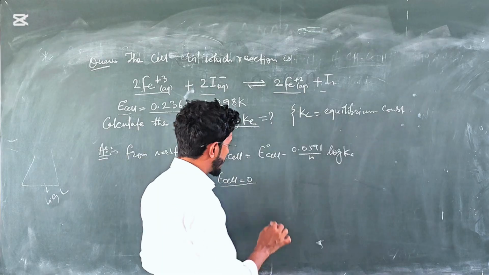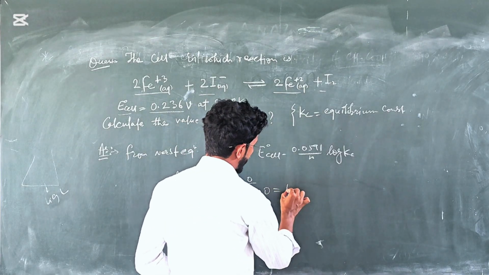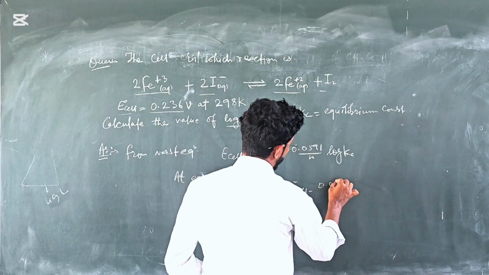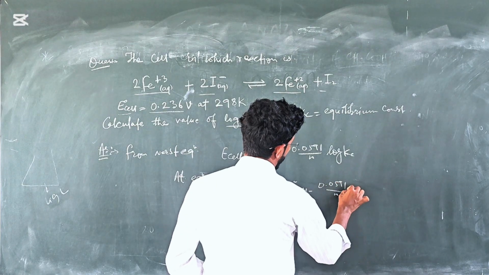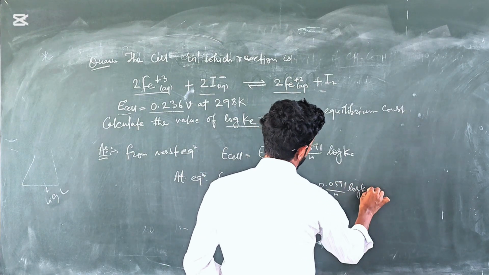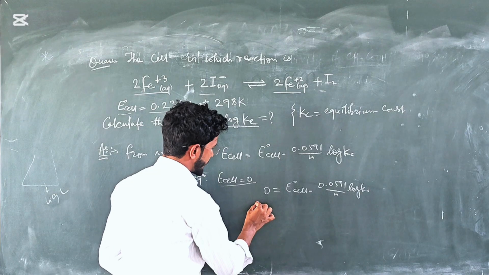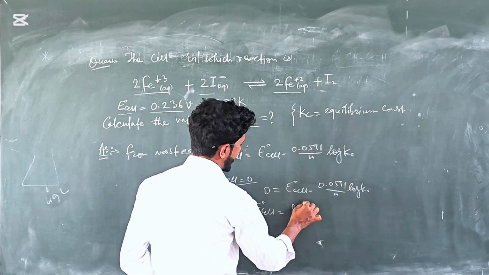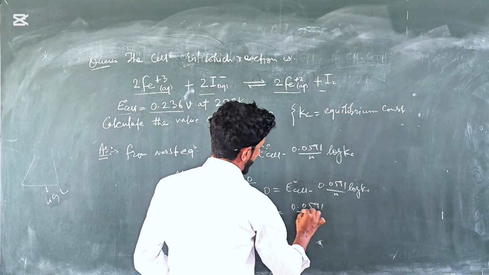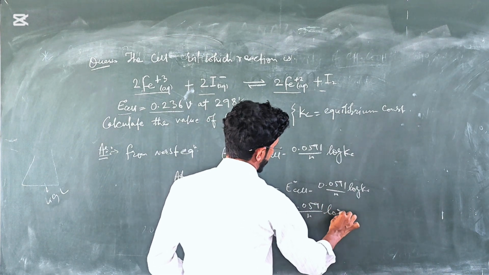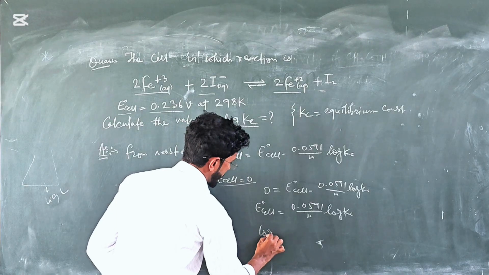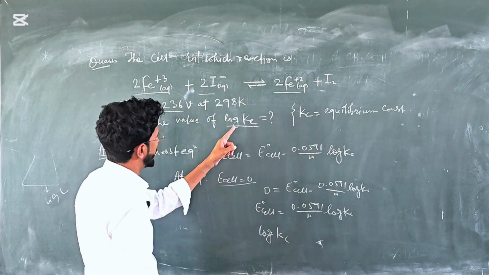Now if E cell is equal to 0, then what happens? E cell is equal to E° cell minus 0.0591 upon n log Kc. From here we can write E° cell is equal to 0.0591 upon n log Kc. Actually, we have to find the value of log Kc.